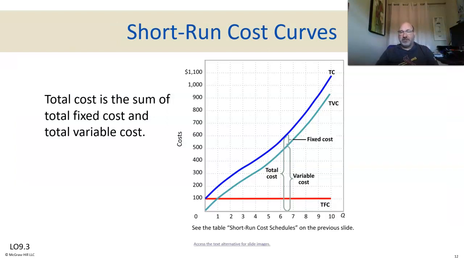You notice that fixed cost is in red. It is at 100 all the way across. Total variable cost starts at 0, comes up, and it's kind of a parabola. Total cost starts at fixed cost and looks like variable cost. The difference between total cost and total variable cost is equal to fixed cost. So that is the way that looks.